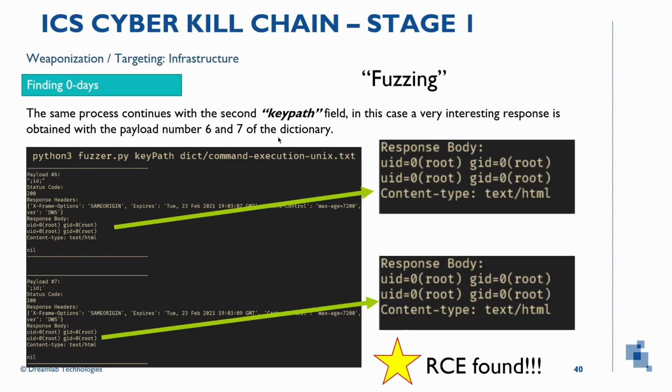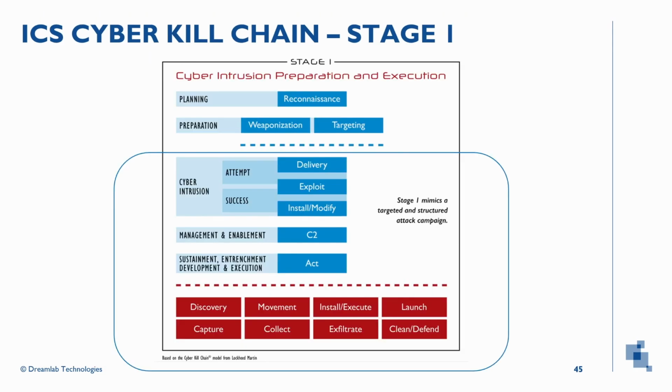Now, in the keypad field, sending a specific request concatenated to the parameter, we have a remote code execution. In this case, we send the command id to identify who is running the process. In this case, it's a remote code execution with root privileges. So now we have finished the preparation, weaponization and targeting.